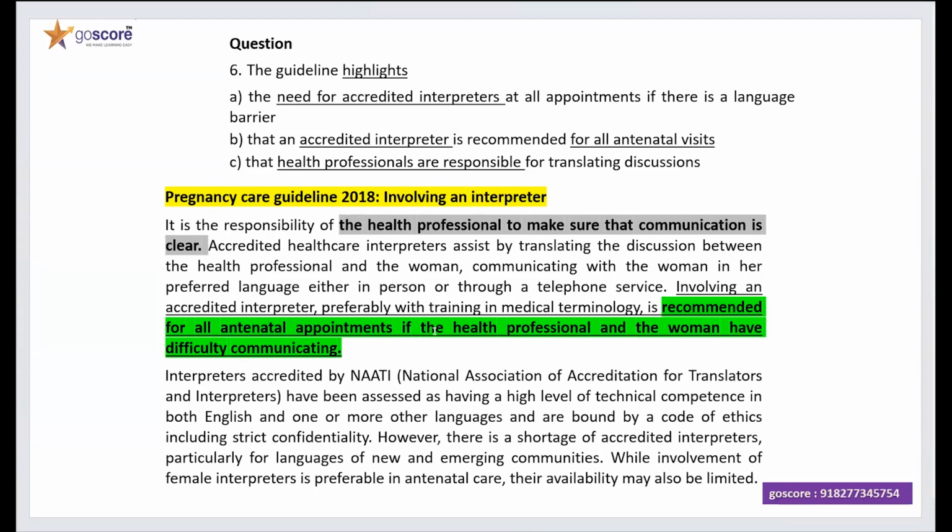Correct? So it is recommended for all antenatal appointments if there is a language barrier, if the health professional and the woman have difficulty communicating. Okay. So if you are facing any difficulty communicating with the patient, you can arrange an interpreter, right? They will translate whatever you are saying to the patient, right? Understood? It's clear. I hope it is understood why answer option A is correct.